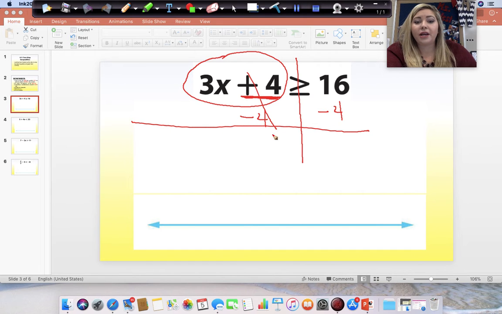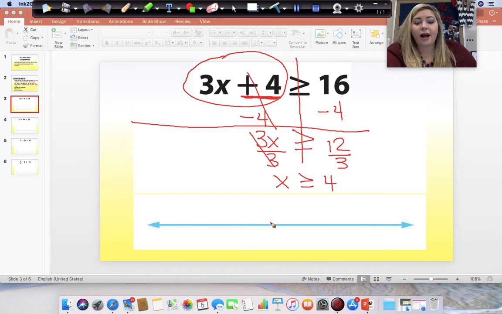Positive 4 minus 4 cancels, and we're left with 3x on the left, and a greater than or equal to sign, and 16 minus 4 leaves us with 12 on the right. Now to solve this, we have to see what our variable is doing, and right now our variable x is being multiplied by 3, and to solve this we have to do the opposite, which is dividing both sides by 3. That cancels, and we are left with x is greater than or equal to 12 divided by 3, which is 4.